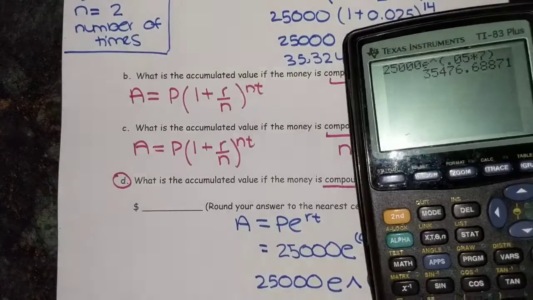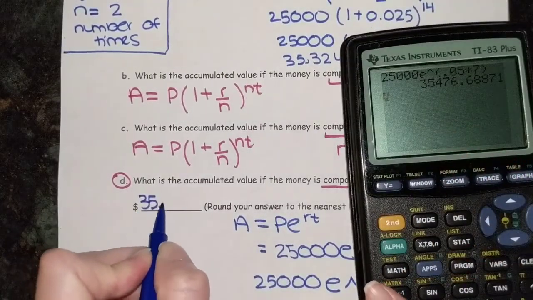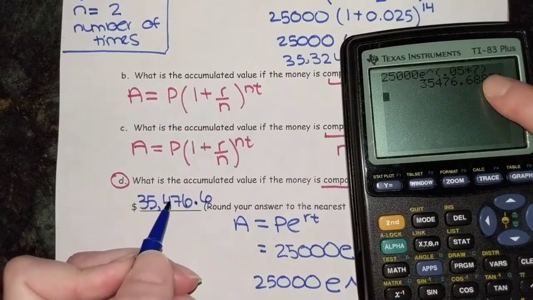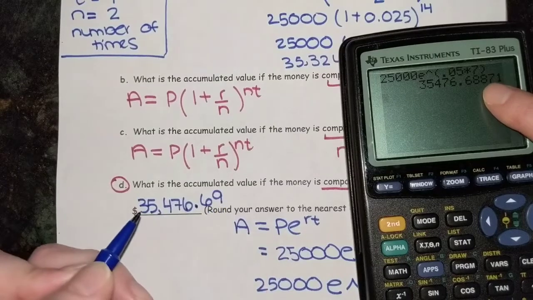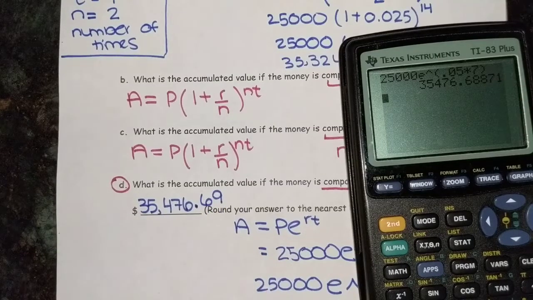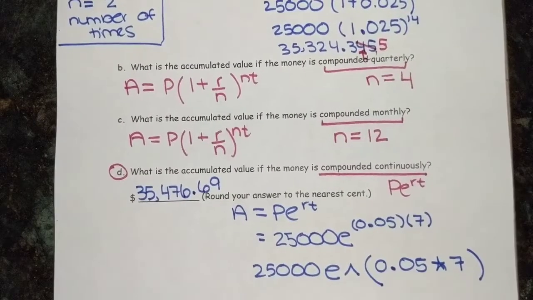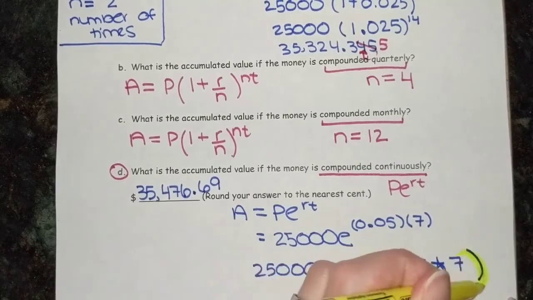So again, always be careful with your rounding. What you would have is 35,476.6. The second decimal of an 8 would get rounded up to a 9 because the third decimal is of course greater than 5. So again, if you use the second division button, you really have to be careful about putting the parentheses there for all of that exponent.